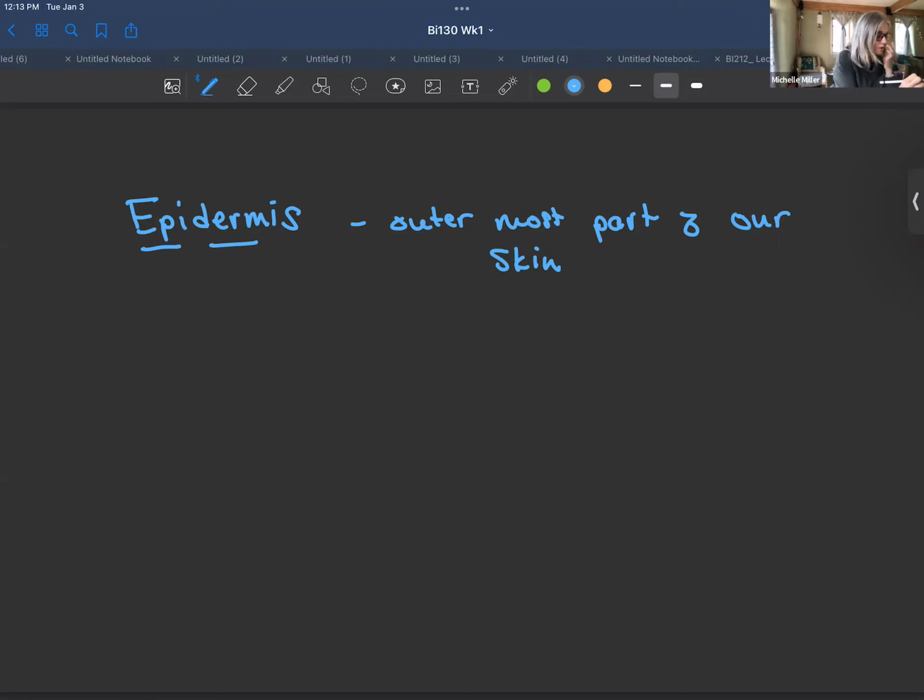The epidermis is composed of epithelial tissue. So this is a type of tissue that is different from nervous tissue, different from connective or muscular tissue. It is epithelial tissue. Epithelial tissue is on the outside of our body in our skin, also lines the inside of our organs like our digestive system.